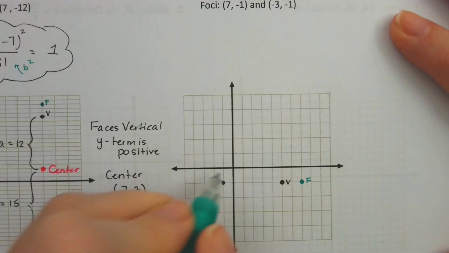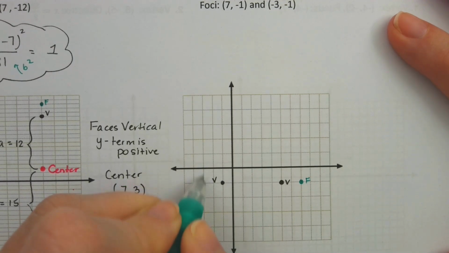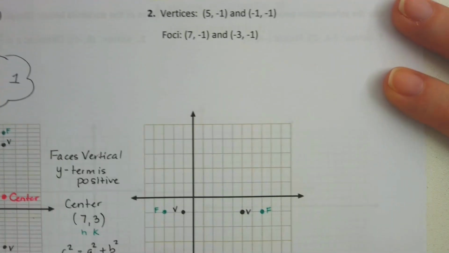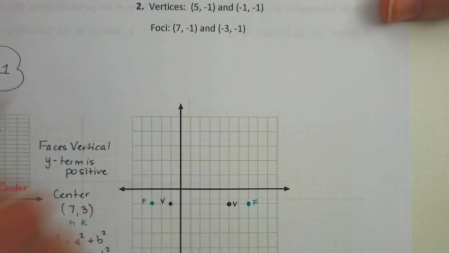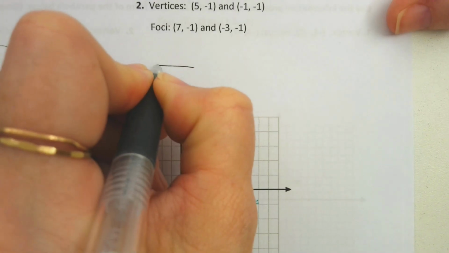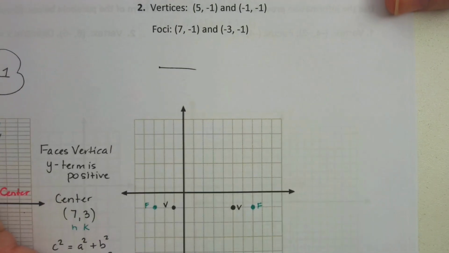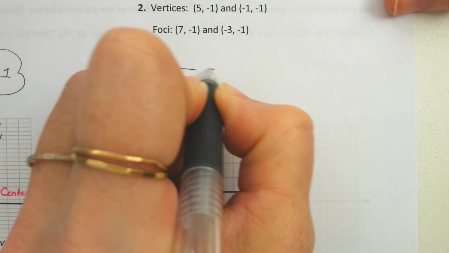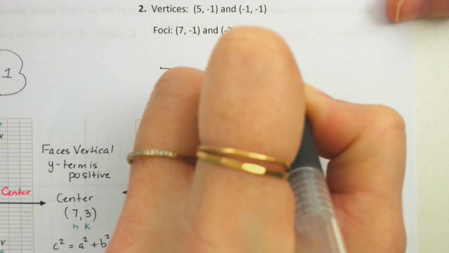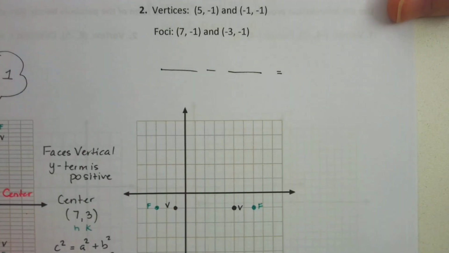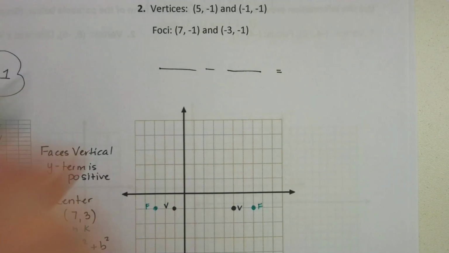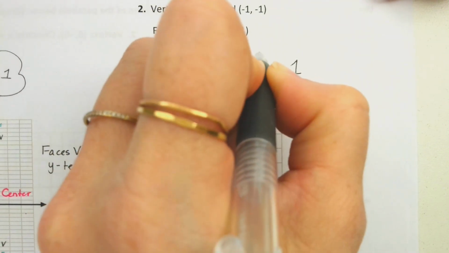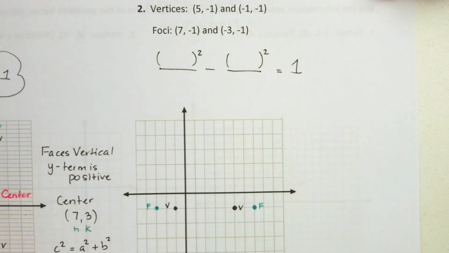And then another at -3, -1. Thinking about just our basic equation, again, for a hyperbola, you have a fraction. Do we have a plus or minus in the middle? Minus in the middle for a hyperbola. You'll have another fraction. What is it equal to on the right? 1. And then I don't know if it's x or y yet, but I do know we have parentheses squared on both the top and bottom.